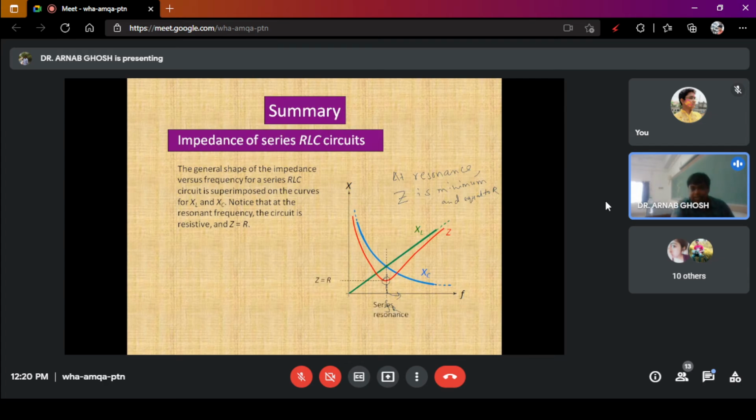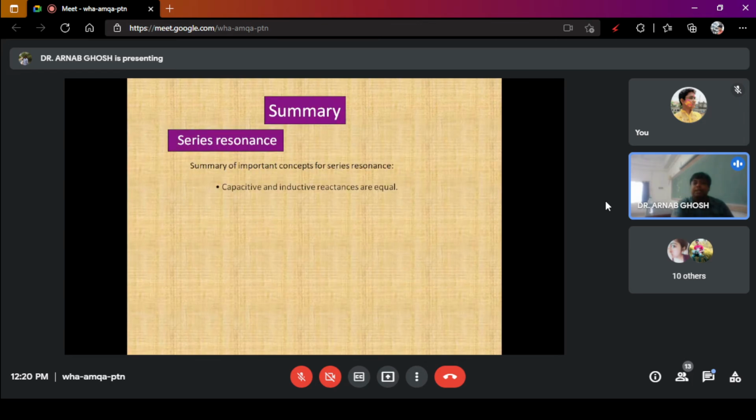This is the resonant frequency, and this point is termed the series resonance. What are the concepts of series resonance? These are the points, please note them down. If you are asked to highlight the important points for series resonance, these are they. First, the capacitive and inductive reactances are equal. Number two, the total impedance is minimum and is resistive.